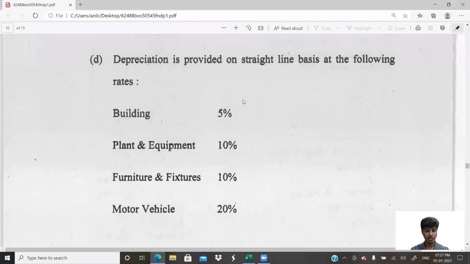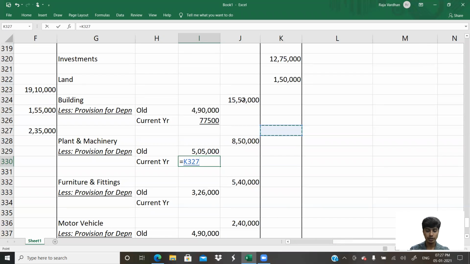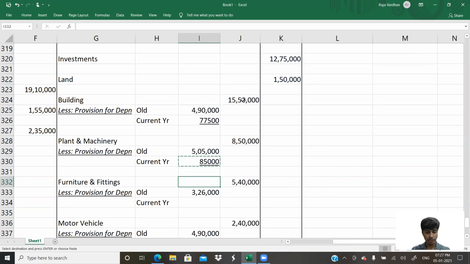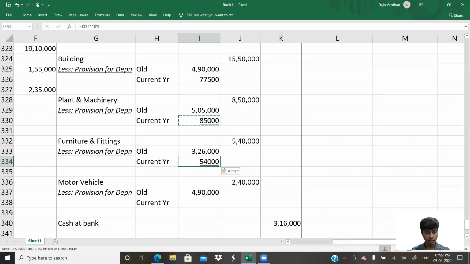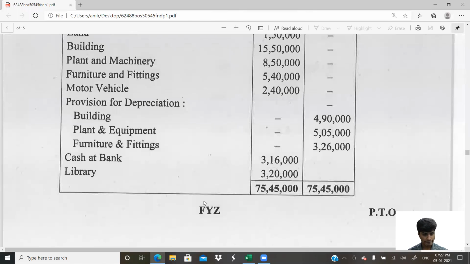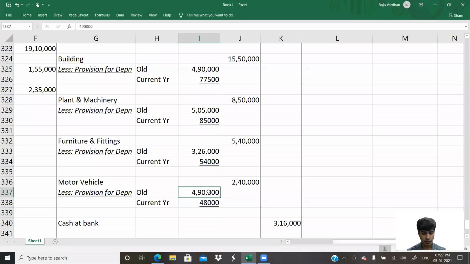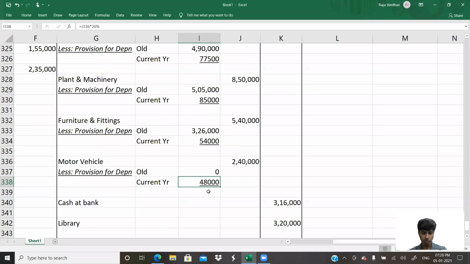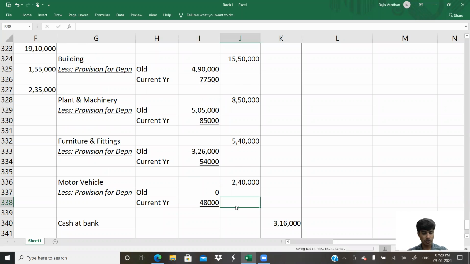Plant and machinery. How much is the depreciation? 10% of 8,50,000 is 85,000. Next, furniture and fixtures, again 10%, gives 54,000. Motor vehicle 20%. Is there a provision for depreciation for motor vehicles as well? No, there is no opening motor vehicle provision. I was wondering. Maybe I copy-pasted and forgot to change it.